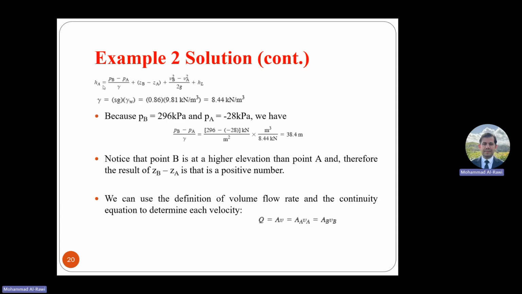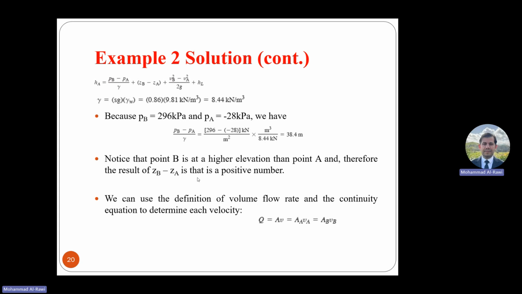Rearranging the equation, HA is equal to (PB minus PA) over gamma, plus delta Z, plus (VB squared minus VA squared) over 2g, plus H losses. Gamma is the specific weight for the oil: 0.86 times 1000 times 9.81, where 1000 times 9.81 is the density or specific weight for water at room temperature. The pressures are given to us, so we can easily subtract them: 296 minus 28, divided by gamma for oil, gives us 38.4.